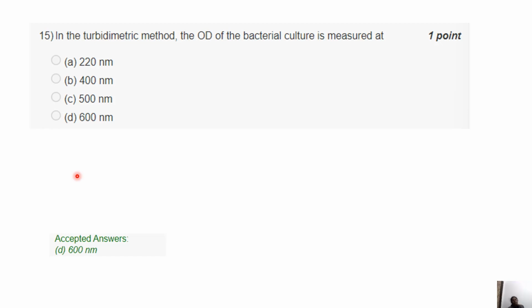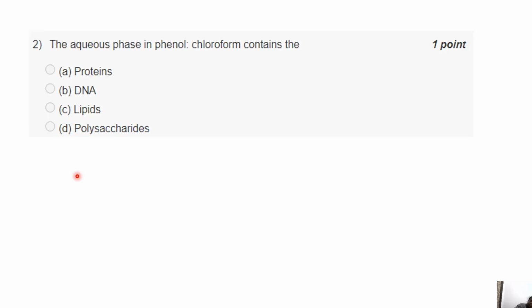Okay, so we'll move on to the next question for today. The aqueous phase in phenol chloroform extraction contains the proteins, DNA, lipids, or polysaccharides. I'll give you a few minutes to figure it out, then we'll discuss.